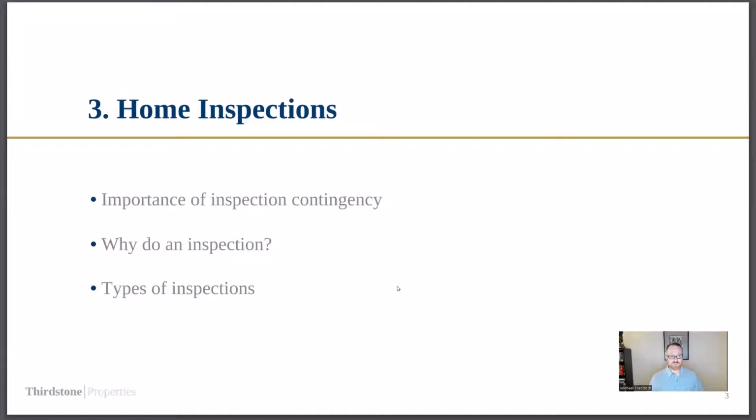The next one's home inspections. This is probably the most important time period, I think, in this whole transaction, because this is your due diligence period. This is the time where you can get any inspection you want on that property. You can tear that place apart, find everything. We want to try to find everything we can possibly find wrong with it. And that starts with the home inspector.